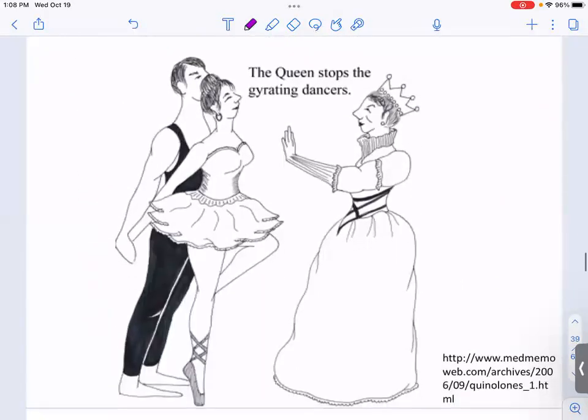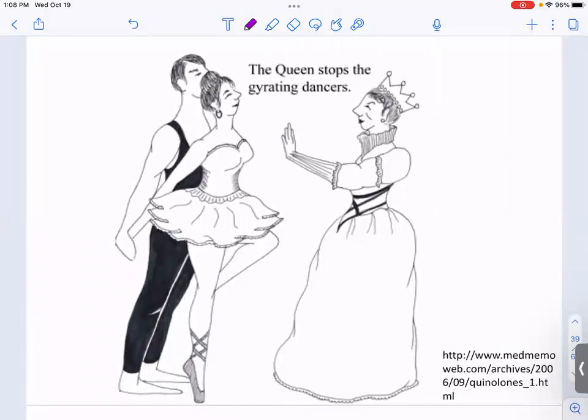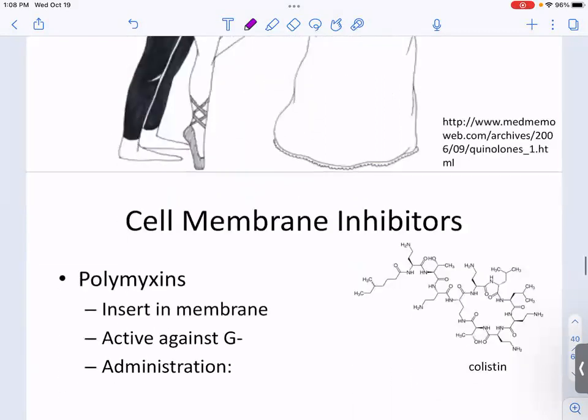Oh, and sometimes when I find a mnemonic, I like to pass it on to you. So if this helps you, this mnemonic: the queen, that's supposed to stand for quinolone, stops the gyrating dancers. So gyrating, DNA gyrase, that's the target. Maybe that helps, maybe it's confusing, but sometimes you get a picture in your head and it can help you remember stuff.